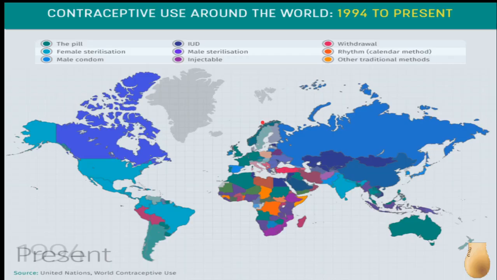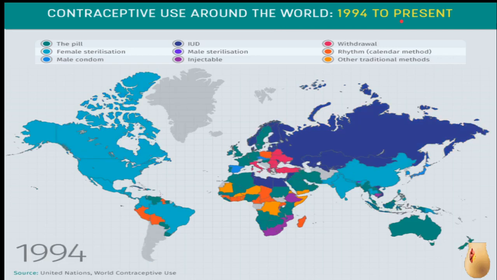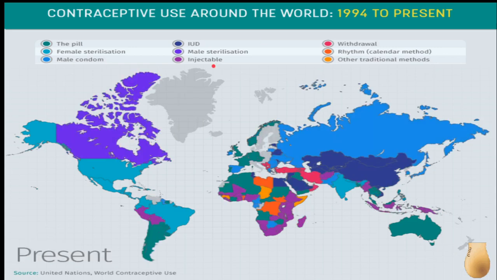Here you can see a picture, or a GIF you can say, of contraceptive use around the world from 1994 to the present. You can see the coloration is given. You can see the things which we have discussed so far: the pills, the tubectomy, use of male condoms, intrauterine devices, vasectomy, implants, withdrawal, calendar methods, and other traditional methods. You can see the change in the color.